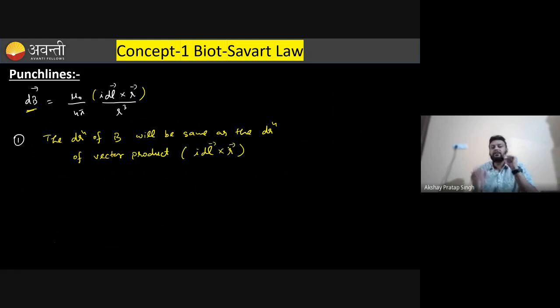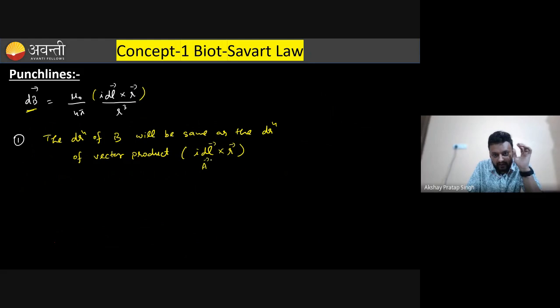Now, if I repeat this statement in Hindi, the direction of magnetic field will be the same as the direction of the vector IDL cross R. Now recall from class 11th, where you learned how to calculate the direction of vector A cross B. This is the way you are going to calculate the direction of magnetic field.